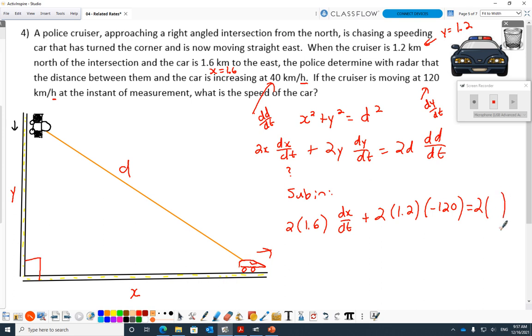How far apart are they right now? They didn't give me that. Okay, I'll freak out about that in a minute. They did give me dD/dt because they told me that was 40. So life's pretty good. The solving here is going to be not too bad, except I don't know what D is right now. How am I going to get what D is right now?